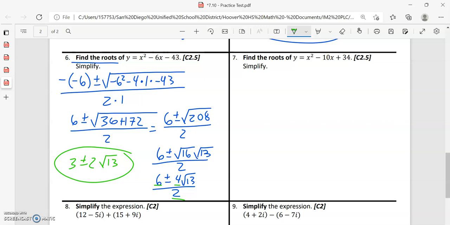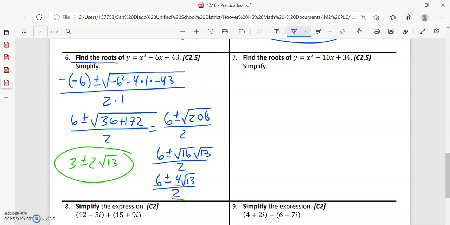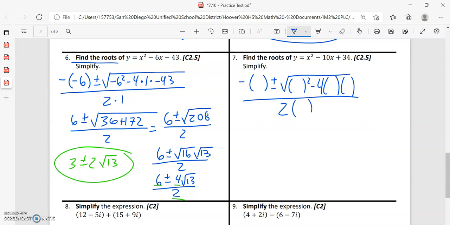All right, question 7. Find the roots of y equals x squared minus 10x plus 34. So negative b plus or minus the square root of b squared minus 4ac, all over 2a. So b is negative 10, a is 1, and c is 34.